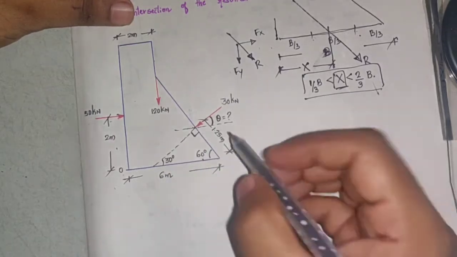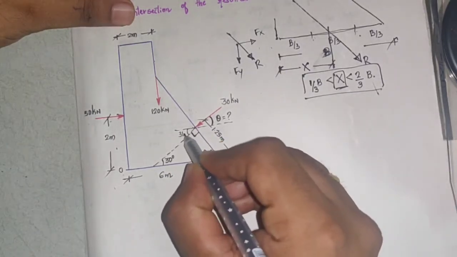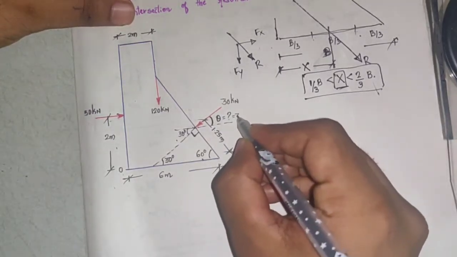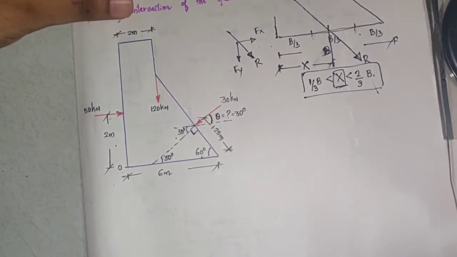Now if this angle is 30 degrees, what is the opposite angle? The opposite angle is also 30 degrees. Now if this angle is 30 degrees, what is this angle? This angle is also 30 degrees. So the angle made by this force is 30 degrees.